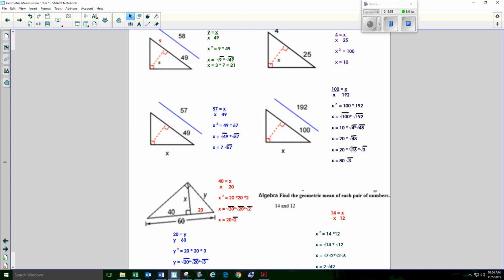That perfect square went into 48. And the square root of 16 is 4. 4 times 20 is 80, and the square root of 3 does not break down. So the final answer is 80 root 3.